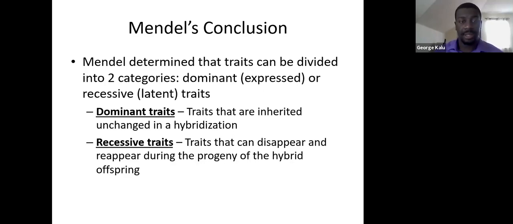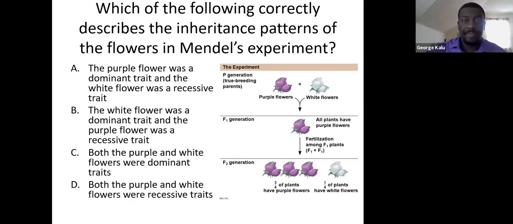All right. Okay, so question here. Which of the following correctly describes the inheritance pattern of the flowers in Mendel's experiments? Okay, so we got A, the purple flower was a dominant trait and the white flower was recessive. B, the white flower was dominant while the purple flower was recessive. C, both purple and white flowers were dominant. Or D, both purple and white flowers were recessive.